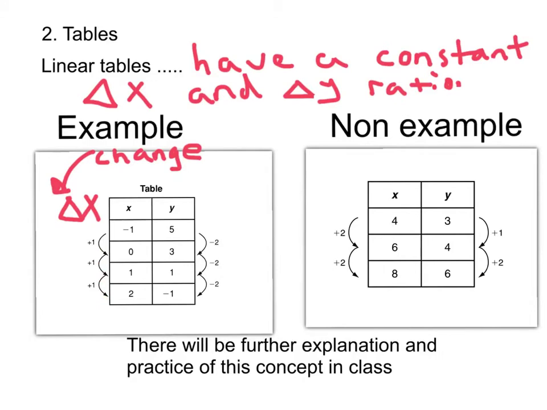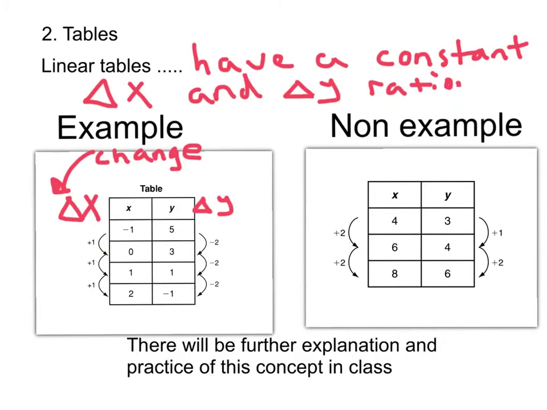So we have to figure out what that constant ratio is between our x's and our y's, so we need to find our delta y's as well. With this problem we see from 5 to 3 you subtract 2, from 3 to 1 you subtract 2, from 1 to -1 you subtract 2. So since all of these are the same and all of these are the same, we know that we have a constant delta x and delta y ratio. Our non-example is a little bit more complicated.